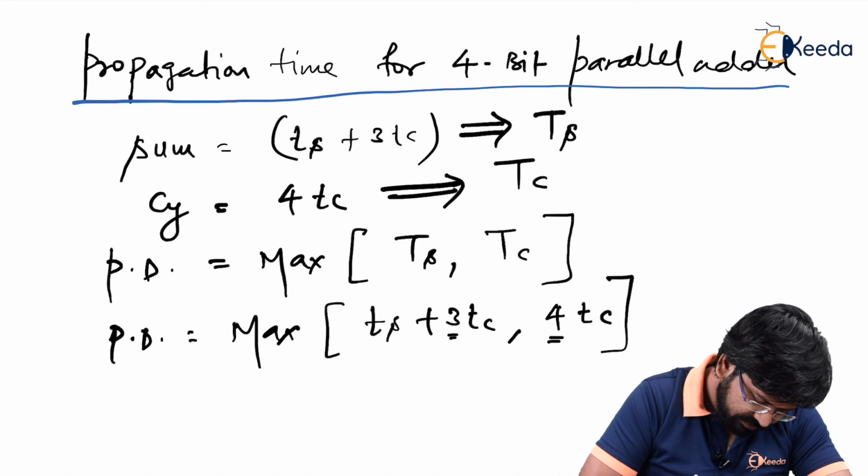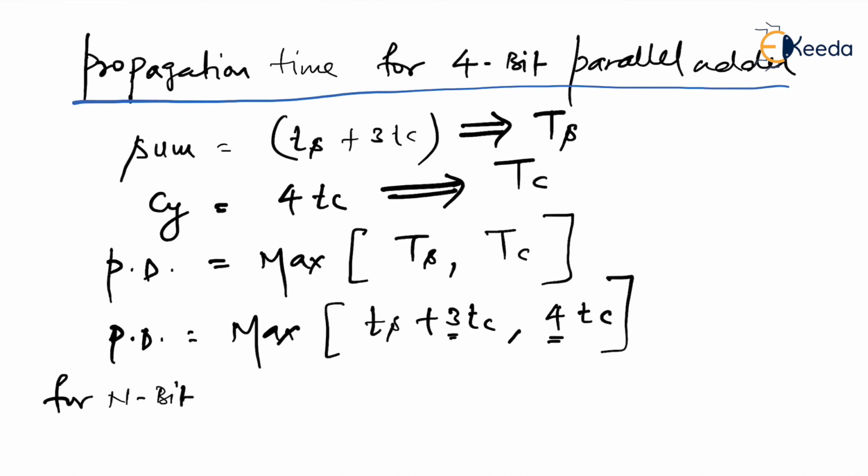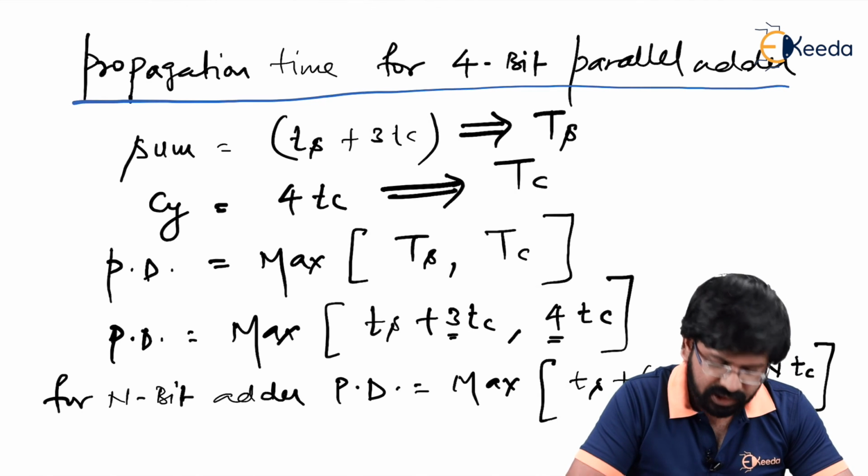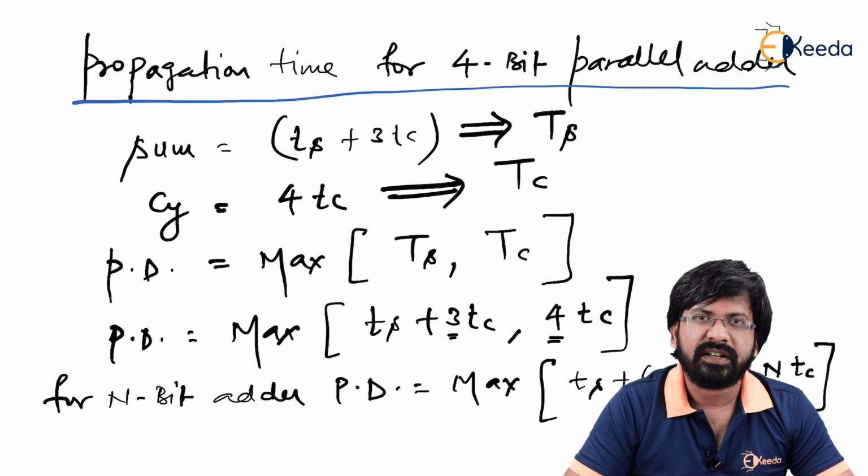Therefore, in general, for n bit parallel adder, we can write propagation delay is equal to maximum of Ts plus 3 replaced with n minus 1 times Tc, comma, n times Tc. So this is the maximum propagation delay for an n bit adder, right?